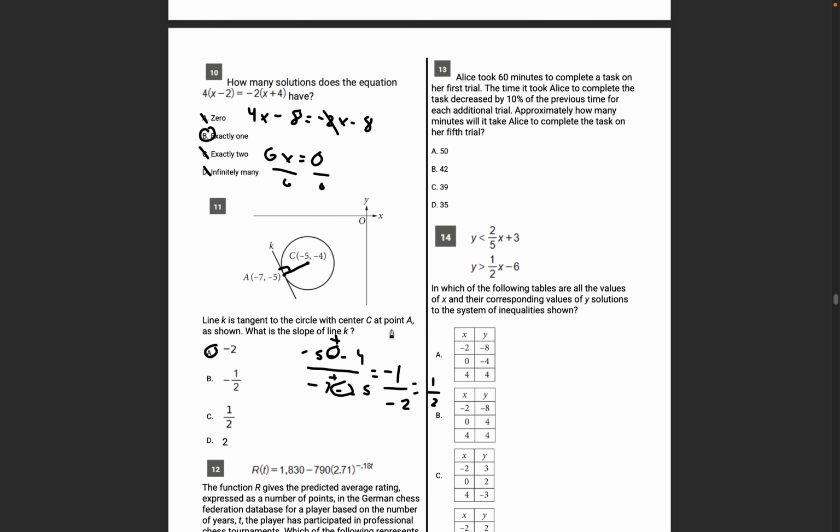Alice took 60 minutes to complete a task on her first trial. The time it took Alice to complete the task decreased by 10% of the previous time for each additional trial. Approximately how many minutes will it take Alice to complete the task on her...? So, okay, the first trial, it was 60. And it decreased by 10%. So, 0.9 of each time. That's what we do.